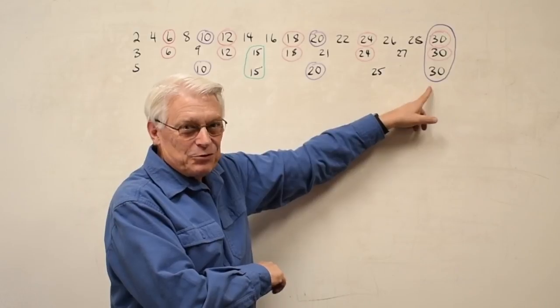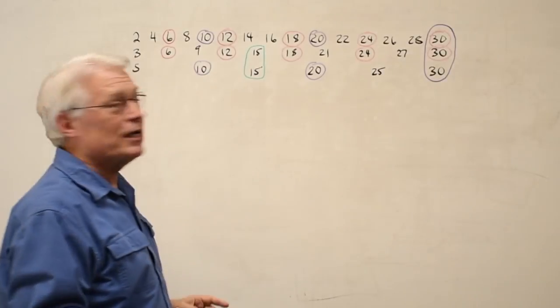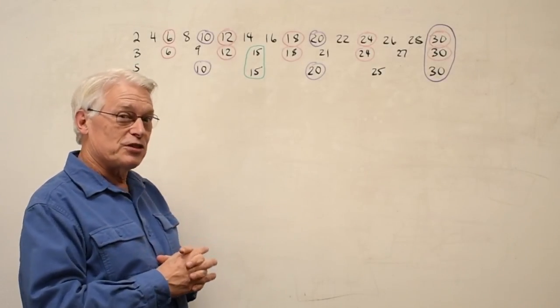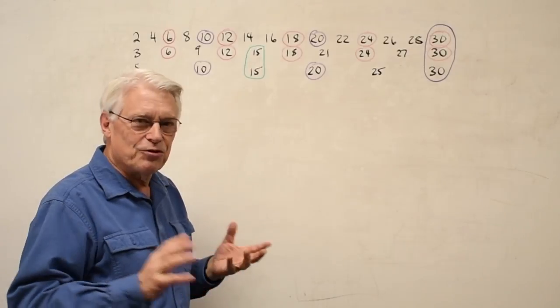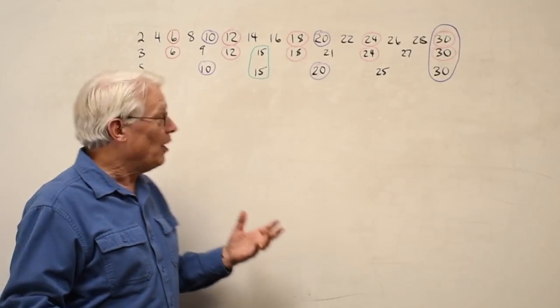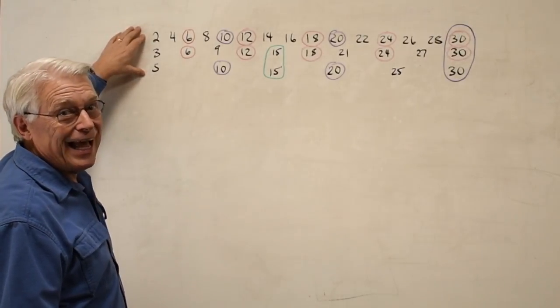Well, look at that. We subtracted 30 out twice. We subtracted out 30 because it was a multiple of 6, but we also subtracted out 30 because it was a multiple of 15. Well, that's no good. We need to add that 30 back in. Now, what is 30? Well, 30 is the least common multiple of 2, 3, and 5.